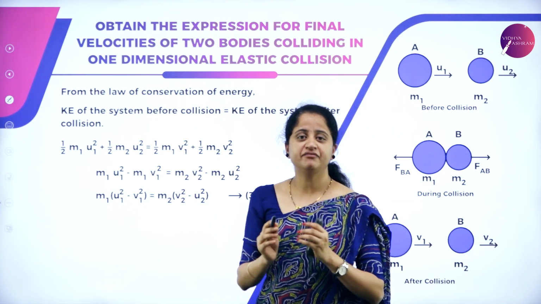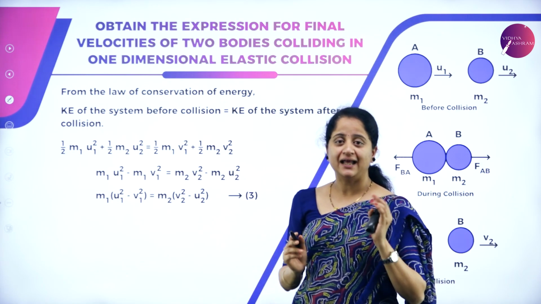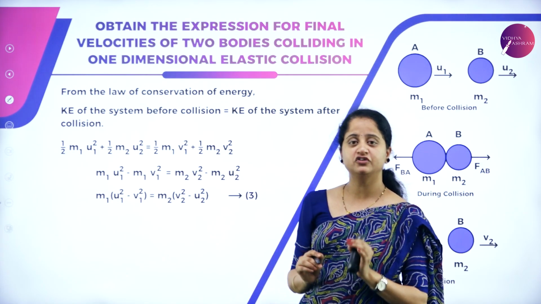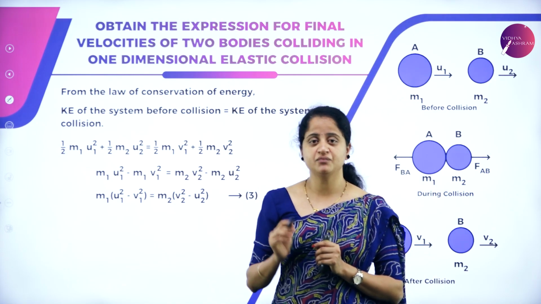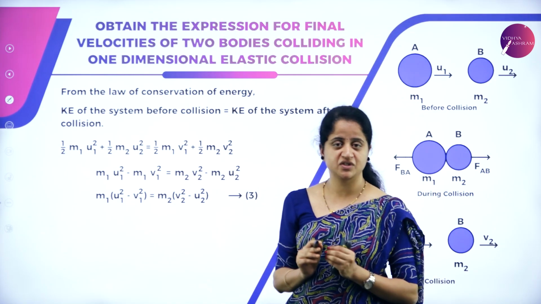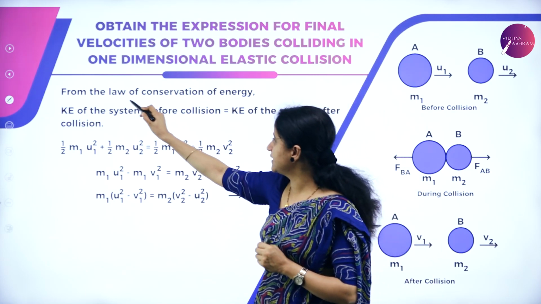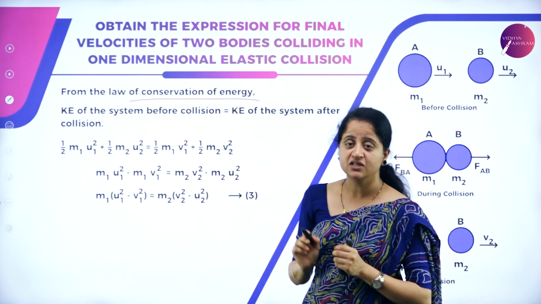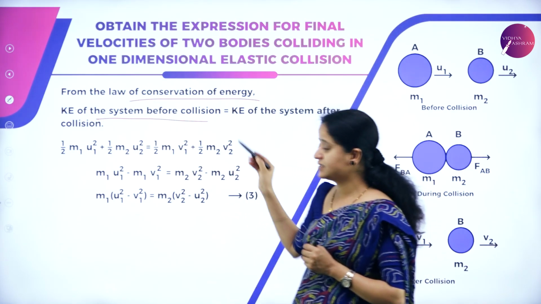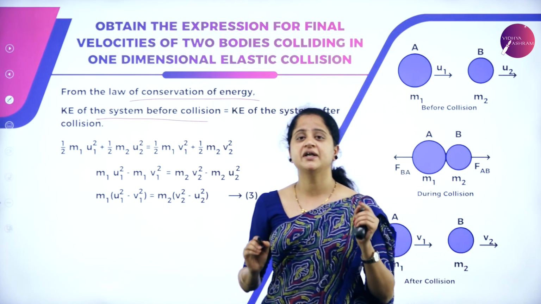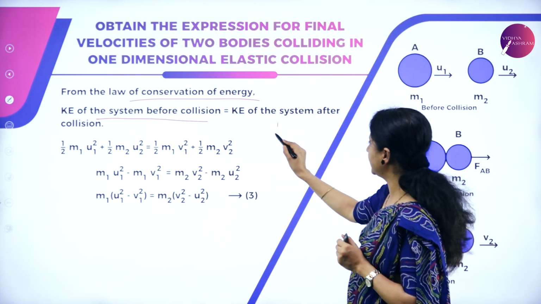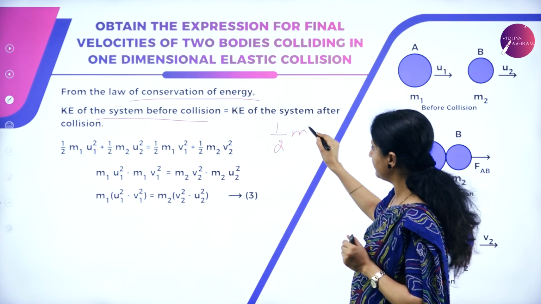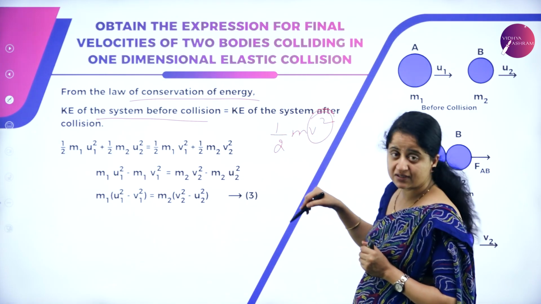Now, as I have told you in the beginning, in elastic collision of bodies, both momentum and the kinetic energies are conserved. So, we have got expressions 1 and 2 from the law of conservation of momentum. Now, let us consider the law of conservation of energy. It says that kinetic energy of the system before collision is equal to kinetic energy of the system after collision. The general expression for kinetic energy is given by half mv square, where v is the velocity.